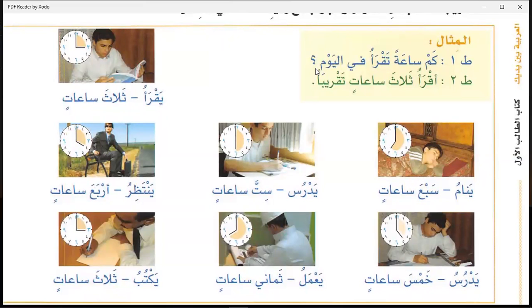كم ساعة تدرس في اليوم؟ How many hours do you study in the day? أدرس خمسة ساعات. Wrong answer. Ms. Rama, is there azan behind you? أدرس خمس ساعات تقريبا. Okay.